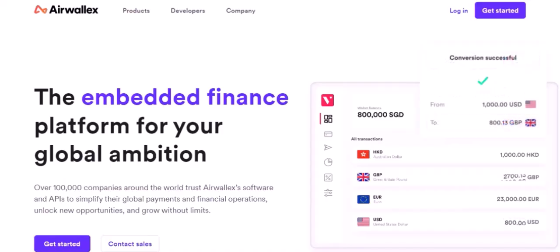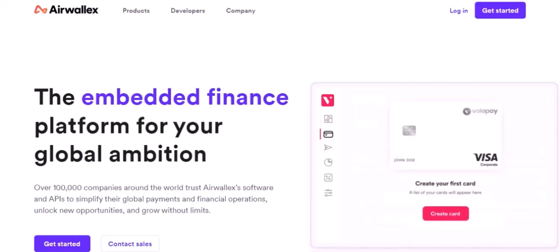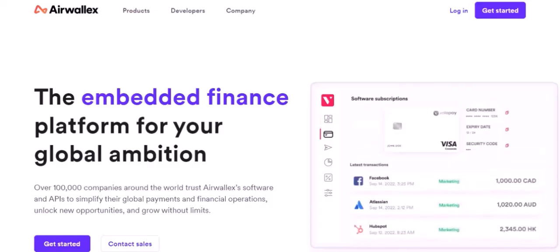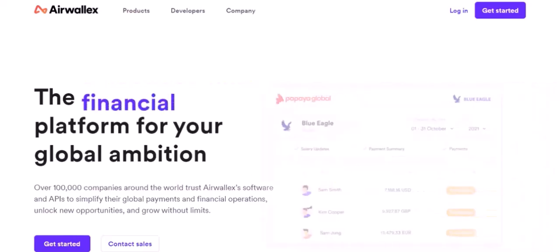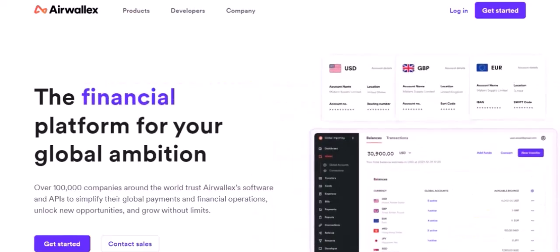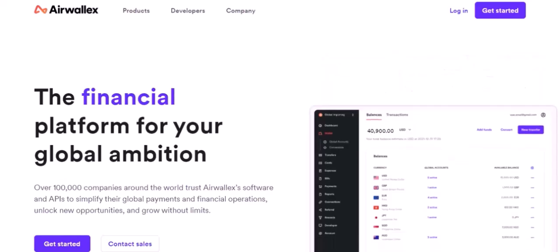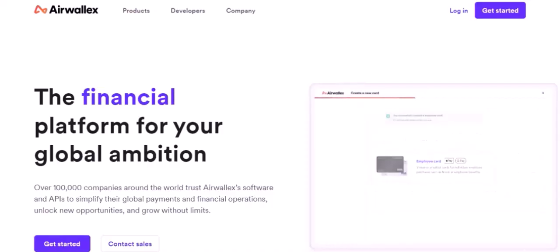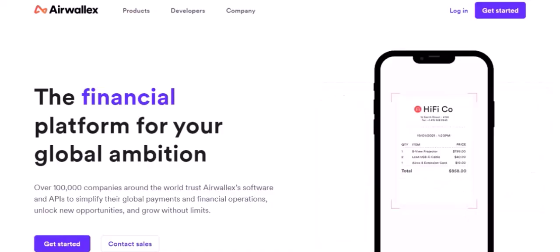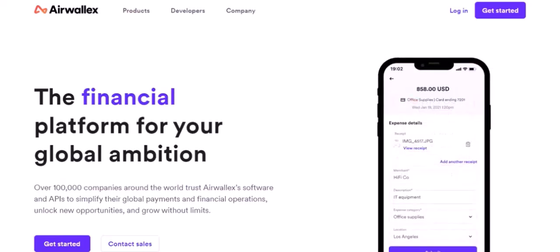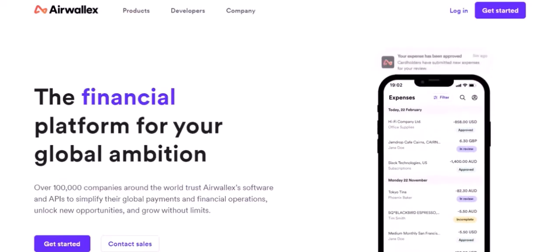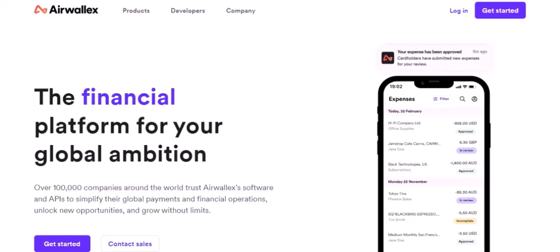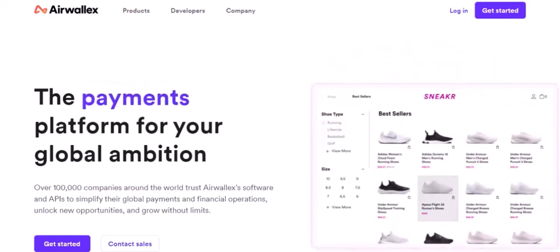Airwallex is a fintech company that provides a variety of financial services, including international money transfers, currency exchange, and business banking. So, what is the minimum transfer amount for Airwallex? The answer is that it depends on the currency that you are sending and the country that you are sending it to. For most currencies, the minimum transfer amount is $100. However, there are a few exceptions. For example, the minimum transfer amount for AUD is $200.